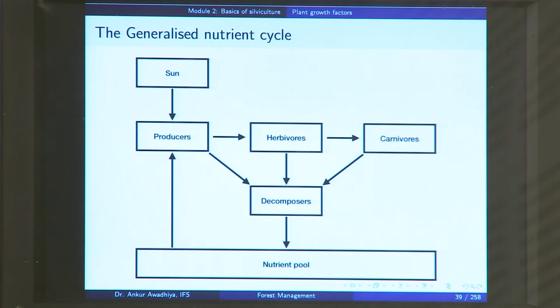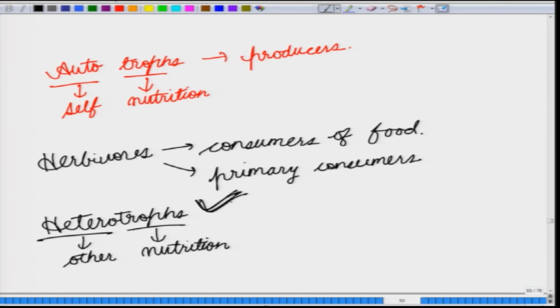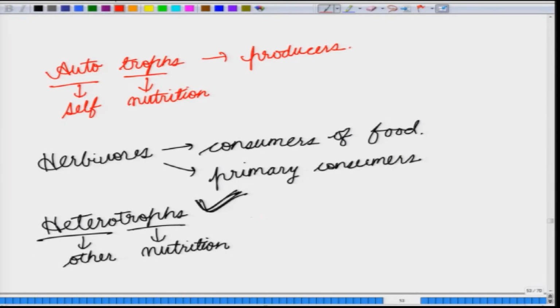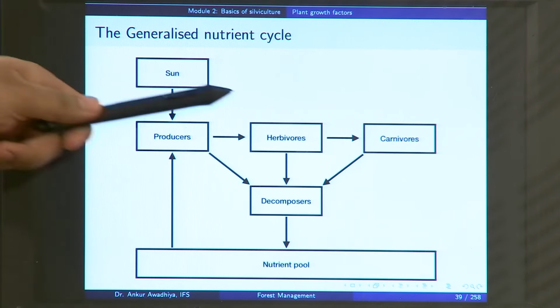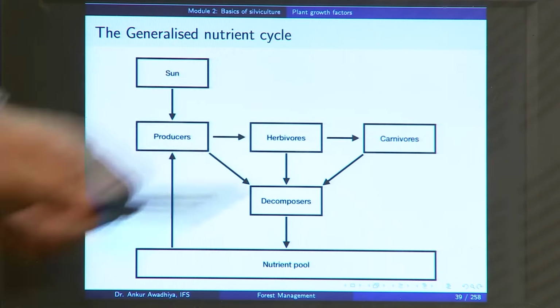Carnivores in turn are also heterotrophs. They also cannot make their own food. They are dependent on other organisms, in this case the herbivores, for their food. So, they are also heterotrophs, and when we look at the carnivores, these are the secondary consumers. Because they are not the first one to consume, the first one to consume were the herbivores, and these are consuming the herbivores, so they are the secondary consumers.